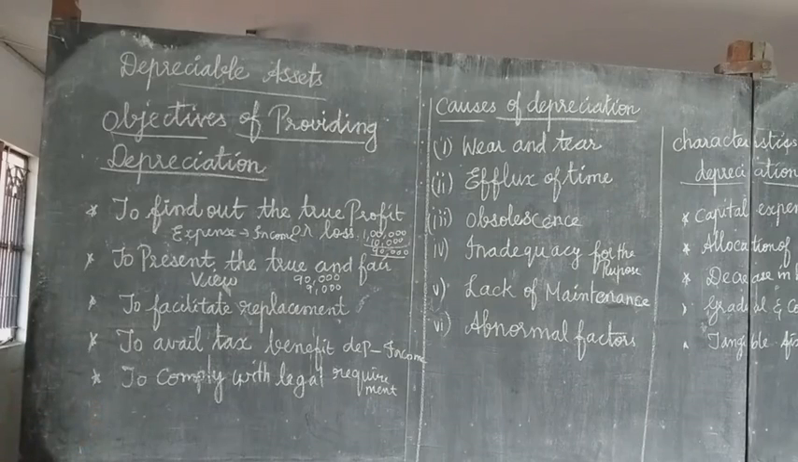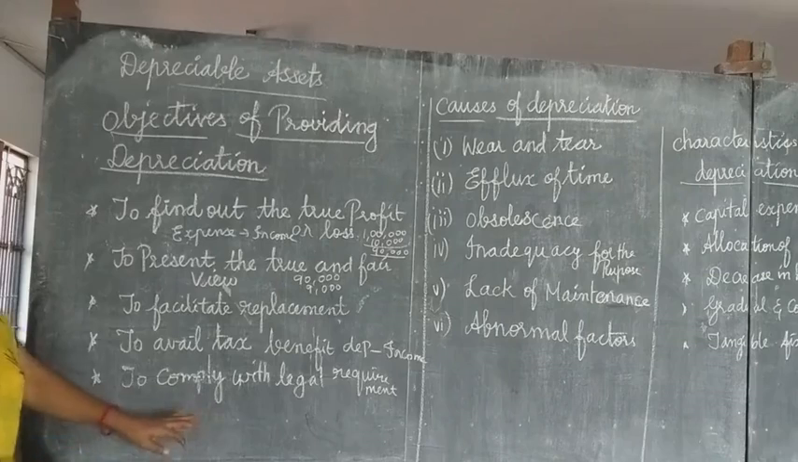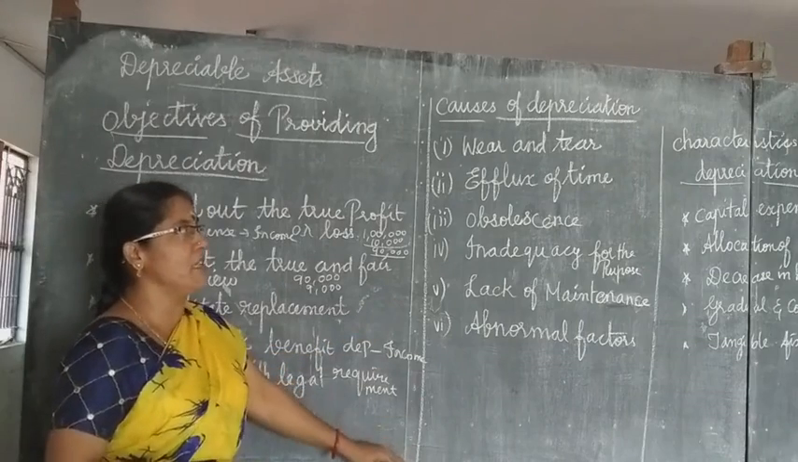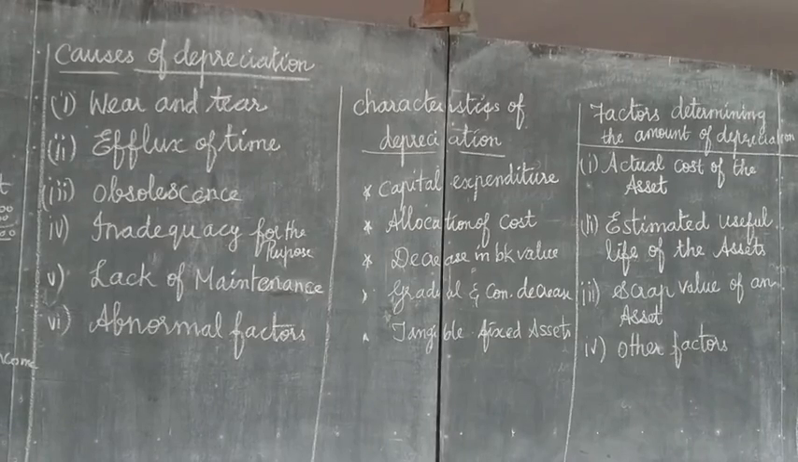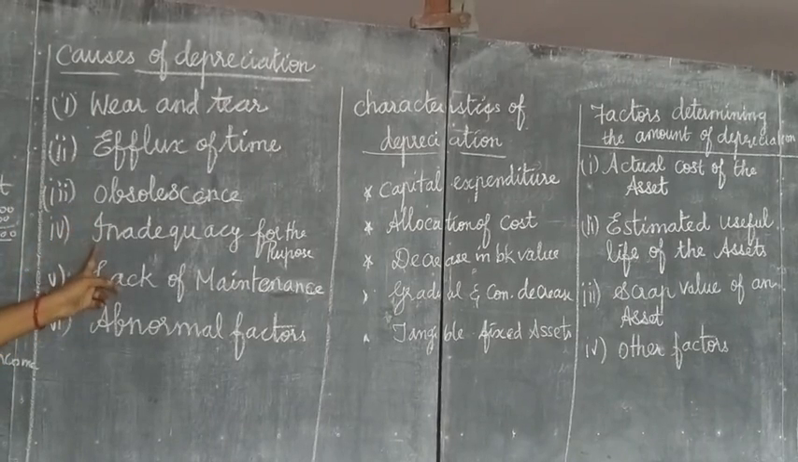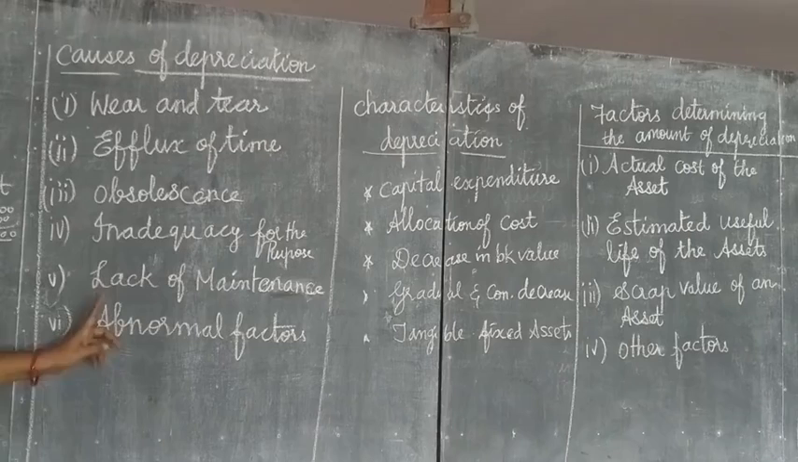to the shareholders. So this is how the objectives of providing depreciation are. Now let us move on to the causes of depreciation. First cause, wear and tear; then effects of time, obsolescence, inadequacy for the purpose, lack of maintenance, abnormal factors. First one, let us take wear and tear.